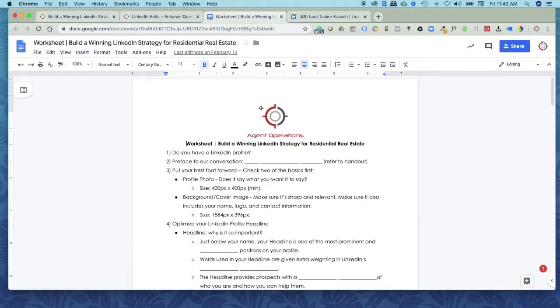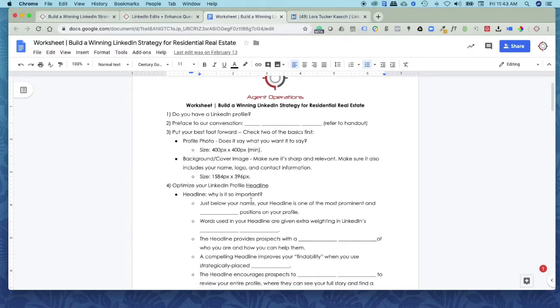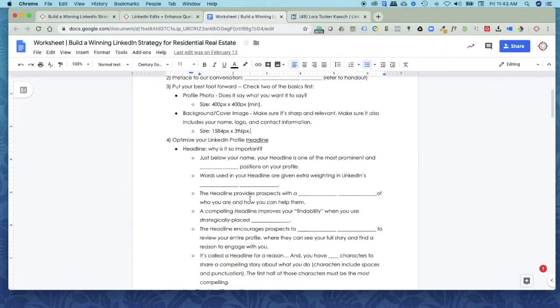So we've gone through some of these other things. Preface to our conversation, these three little dots are the mini marketing plan that I mentioned earlier in this class. So that's what those are. That's the answer to that. Already also put forward here, we talked about the profile photo and why it's important, along with the cover image and background image, the sizing for both of those, so you have that handy, and make sure that your contact information does appear on that cover photo.